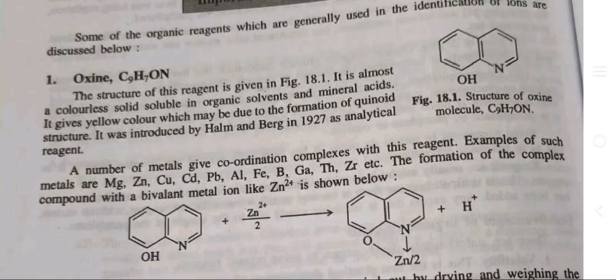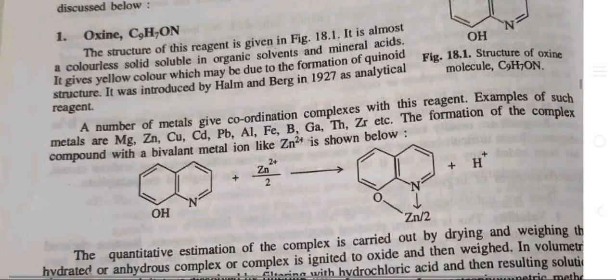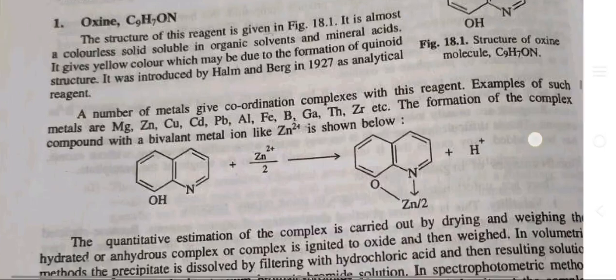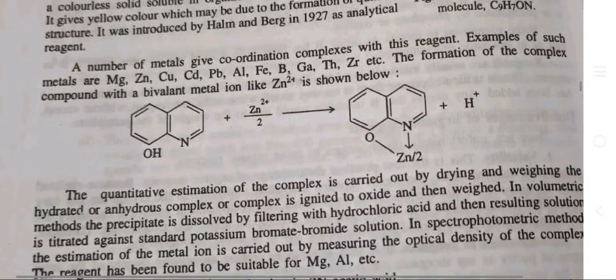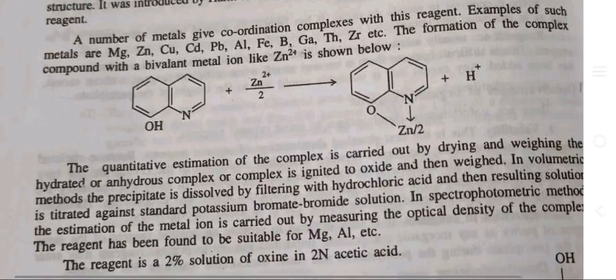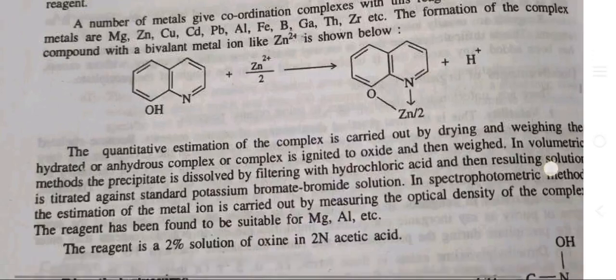It is almost a colorless solid soluble in organic solvents and mineral acid. It gives yellow color, which may be due to formation of quinoid structure. It was introduced by Helm and Berg in 1927 as an analytical reagent. A number of metals give coordination complexes with this reagent. Examples of such metals are magnesium, zinc, copper, cadmium, lead, aluminium, iron, boron, gallium, thorium, zirconium, etc.